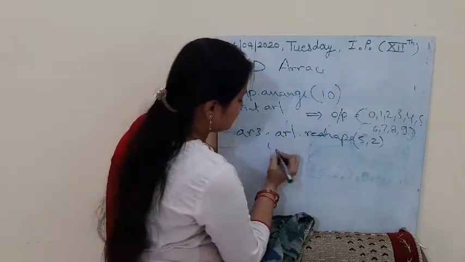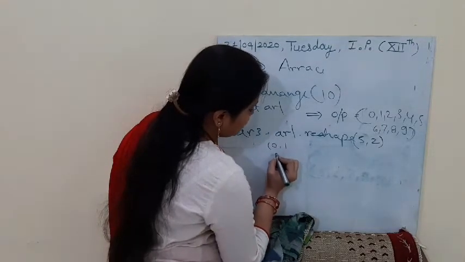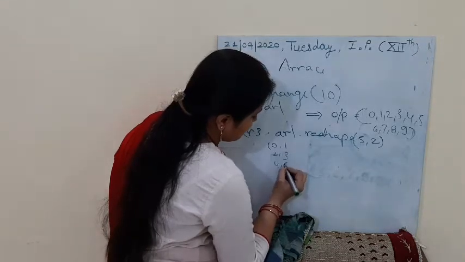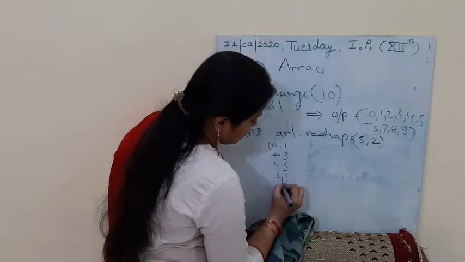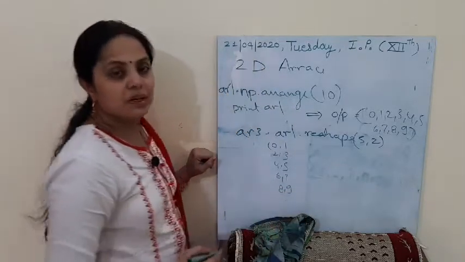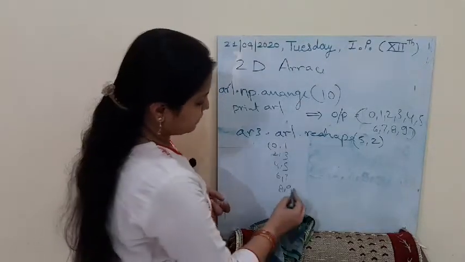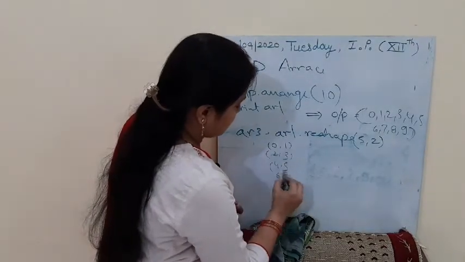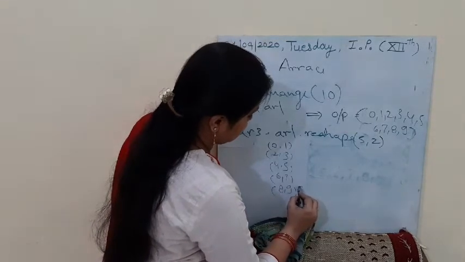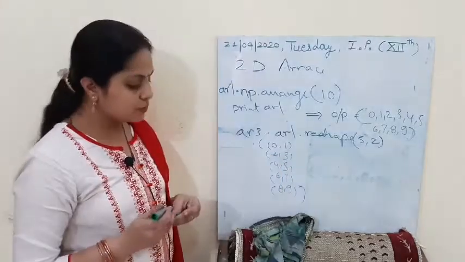So what will happen? It will be 0 comma 1, 2 comma 3, 4 comma 5, 6 comma 7, 8 comma 9. This will become what? This will become a different array. Is it clear to everyone?